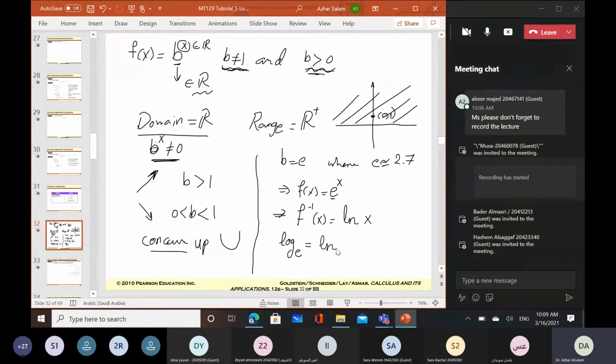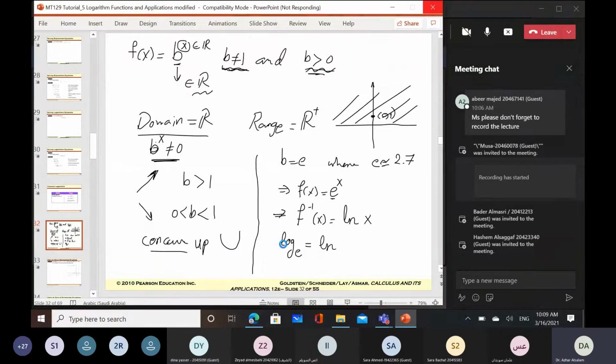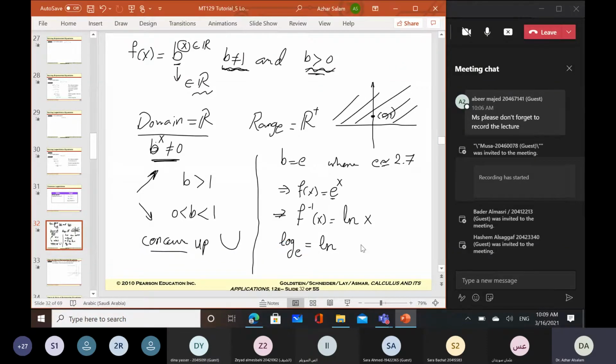I simply write it as natural logarithm. This is the meaning of ln. It's a logarithm, but to the base e. Also, we define a logarithm in general to any base b, but we took the common logarithm to the base 10. If it's to the base e, it's the natural logarithm ln. If it's to the base 10, we call it the common logarithm. When we say log of 10 to the power 3 to the base 10, it's equal to 3.